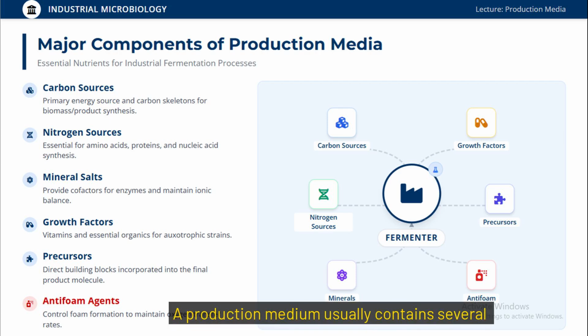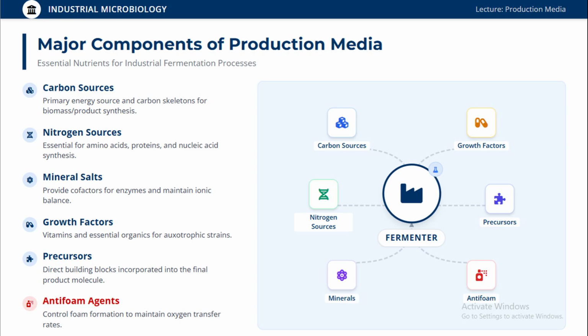A production medium usually contains several categories of components. The most important are carbon sources, nitrogen sources, minerals, trace elements, growth factors, precursors, inducers, and processing aids such as antifoaming agents. Carbon sources provide both energy and carbon skeletons for biosynthesis.